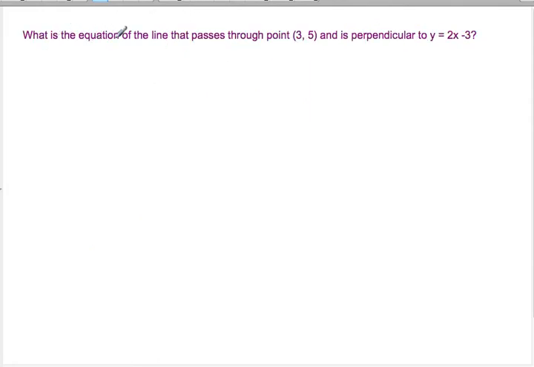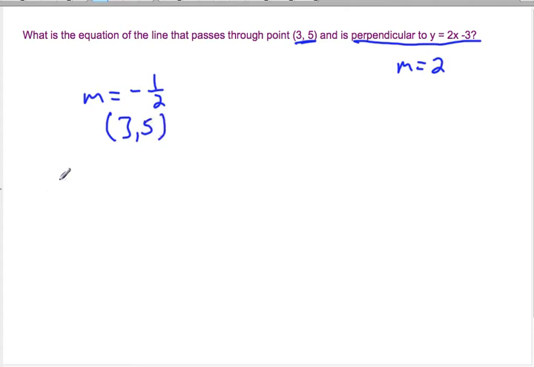So if I need to know what the equation of a line that passes through this point and is perpendicular to this line, first I need to know that the slope of this line is given as 2, because this is in slope-intercept form. A line perpendicular to that is going to have a slope of the opposite reciprocal, so we need that slope and we need this point. And so we can use point-slope form, which we just used earlier, plugging in y1, m, and x1.